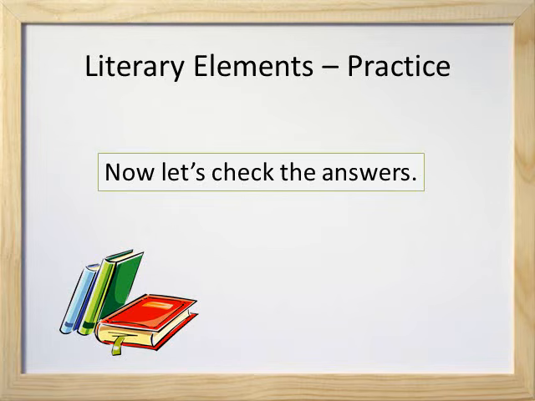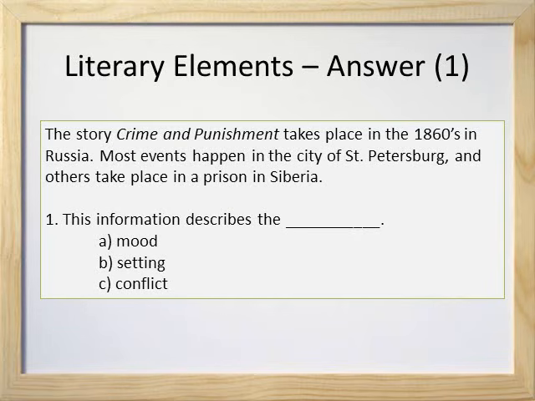Are you ready to check? The answer to number 1 is B. setting. We know that these details describe the setting because the setting is the time and place of the story. The time of this story is the 1860s, and the places are St. Petersburg and a prison in Siberia in Russia.